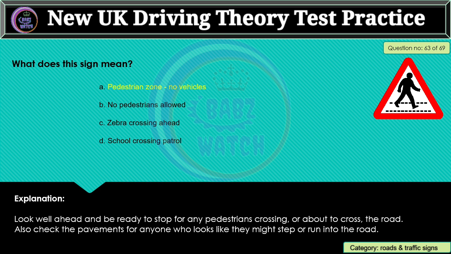Pedestrian zone, no vehicles. Explanation: look well ahead and be ready to stop for any pedestrians crossing, or about to cross the road. Also check the pavements for anyone who looks like they might step or run into the road.